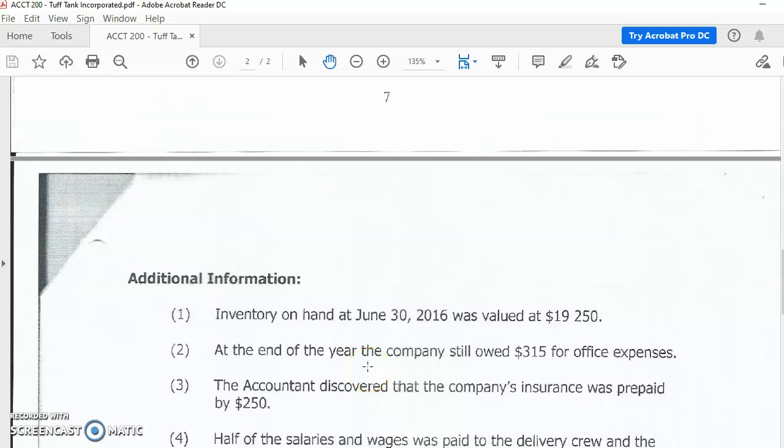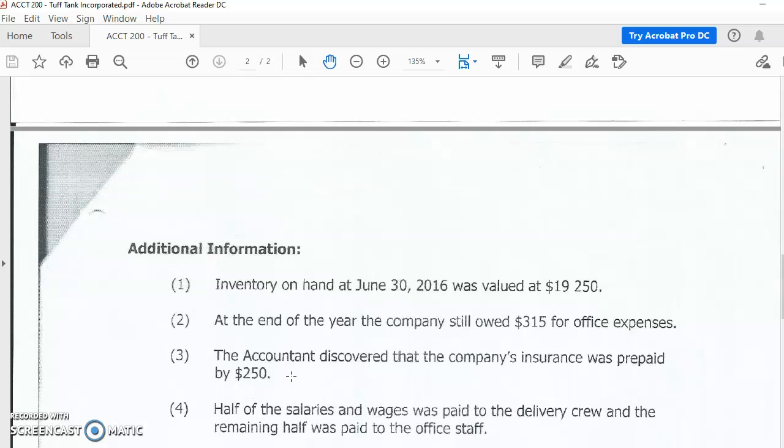However, remember that we stated in our earlier video that we must follow the accounting principles in terms of recording all the items within the financial statement for the current financial year. Number three, the accountant discovered that the company's insurance was prepaid by $250.